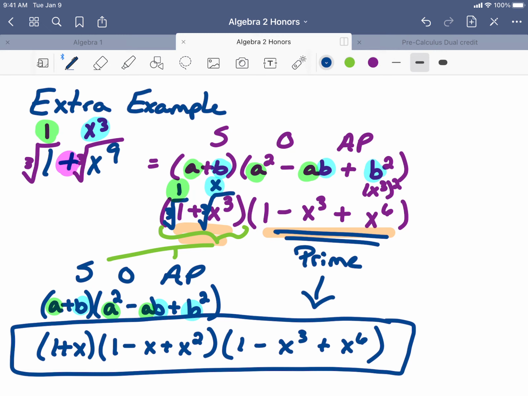So be careful. Sometimes you can break apart this first parentheses right here. Sometimes you might be able to do sum of cubes. Sometimes it might be difference of cubes. Sometimes it might be difference of squares, like the assignment that we did on 6.5b. Okay, so always check this one to see if you can't break it apart anymore. If you do it on Delta Math and it counts it wrong, go back and look and see. Maybe you can do something extra.